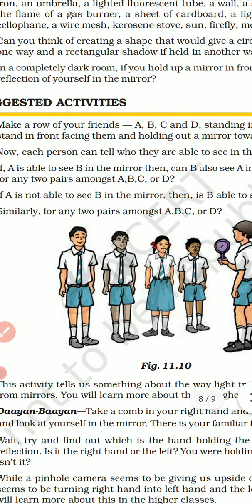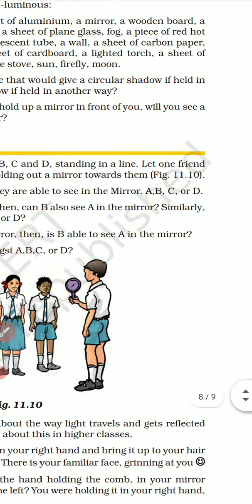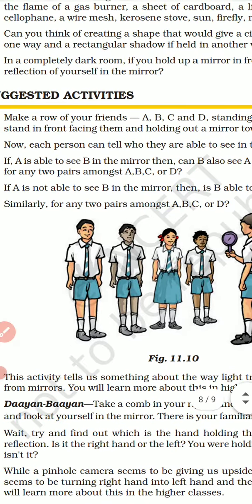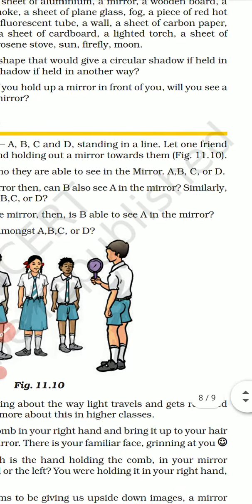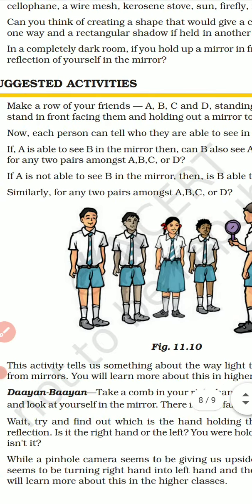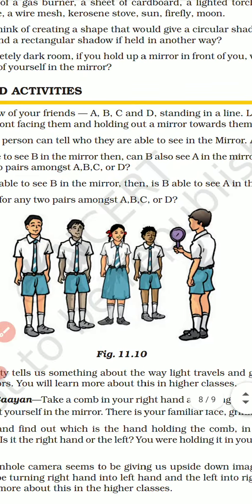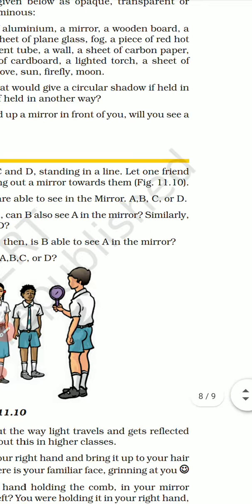Make a row of your friends A, B, C, D standing in a line. Let one friend stand in front facing them and holding out the mirror towards them. So the rest, you can see, are all standing in one line A, B, C, D. Another one is holding the mirror, facing towards them only, right? Now each person can tell you who they are able to see in the mirror.